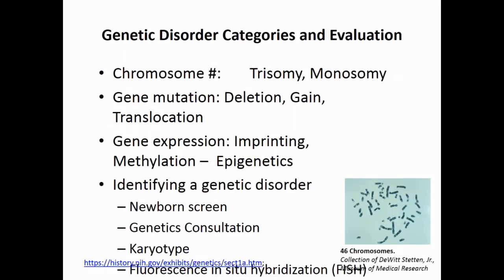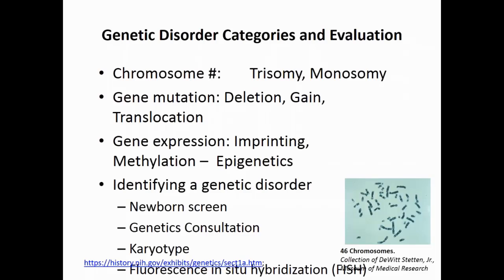So genetic disorder categories are as follows. The number of chromosomes may be in error due to a problem in the division process. So there may be too many chromosomes, 3 instead of 2, for instance, for Down syndrome, where chromosome 21 has 3, called a trisomy. Monosomy refers to having only one of a chromosome instead of both. An example is Turner syndrome, where women have 1 X chromosome.